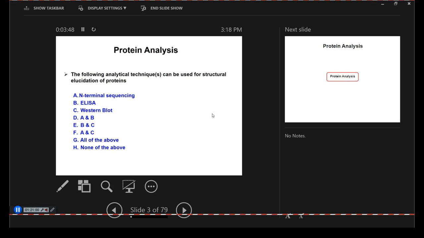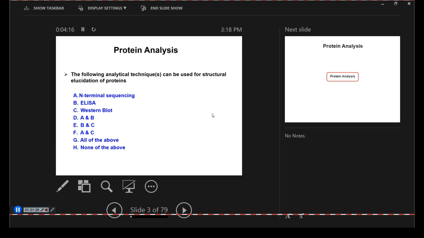So which of the following can be used to determine, elucidate, or not necessarily identify, the structure of a protein? Good guess. Yeah? A. Just A.